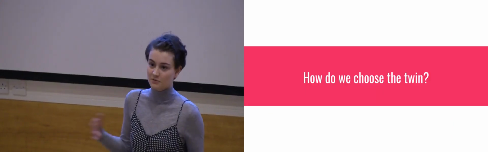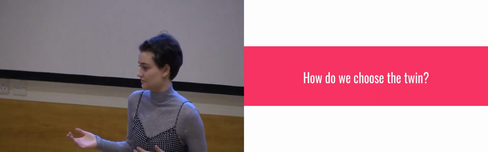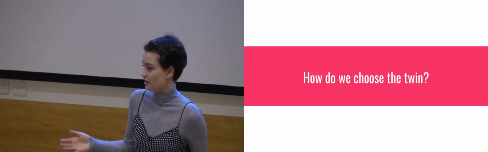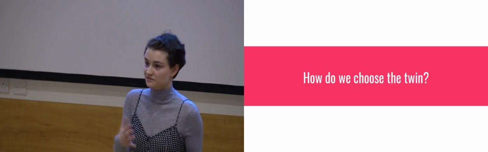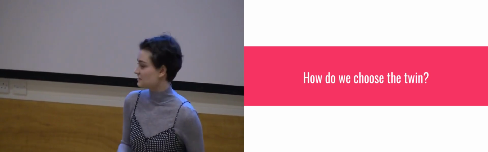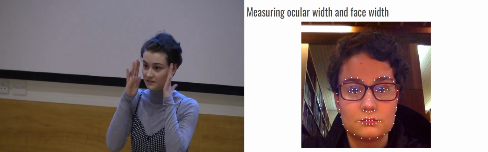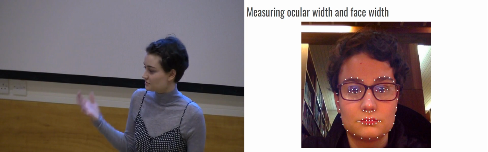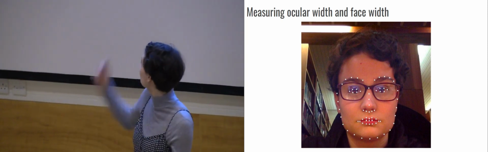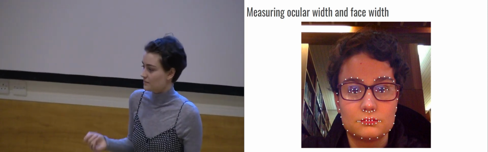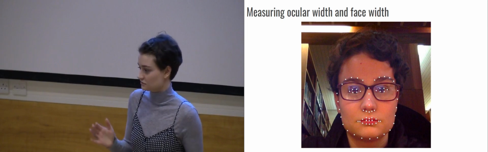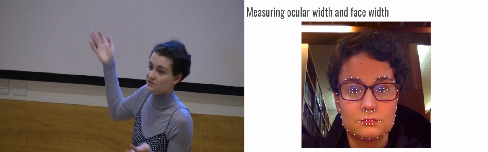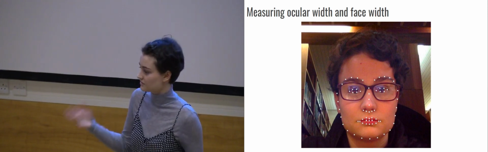So, how are we choosing this twin that we're reporting back from the data set? The first thing we need to do is calculate the actual measurements of our visitor to this exhibit. So two of the things we're measuring are ocular width and face width. We measure this using the Python package face recognition, which is a machine learning package that identifies the key points you can see here on the face. We measure ocular width in terms of pixels, just by looking at the difference between these average eye points identified by the machine learning package.